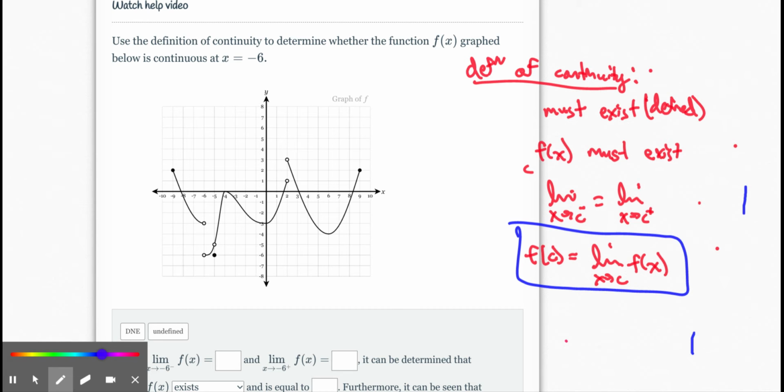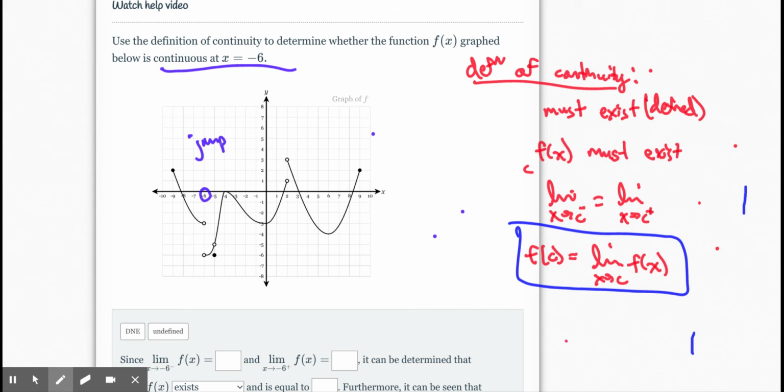So we're supposed to determine if this is continuous at x equals -6. So let's first just look at that. Here's -6 here. Well, it's pretty obvious that it is not continuous, right? We've got a jump discontinuity going on there. So we know that's going to be not continuous, but let's see if we can still prove why. On the AP test, you'll be asked, like, why is this not continuous? And you'd have to give a good justification of why using this definition of continuity.